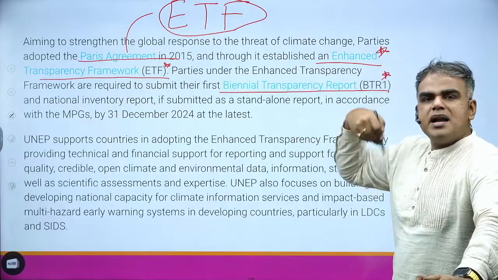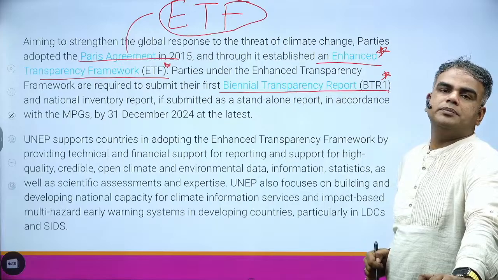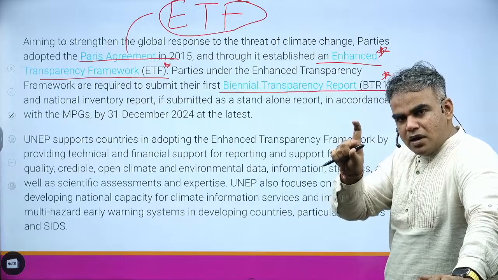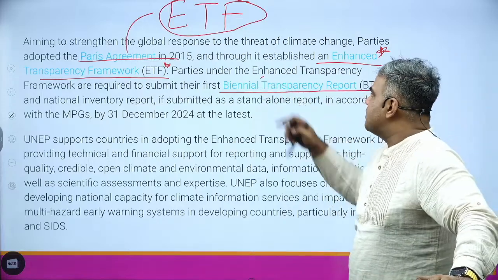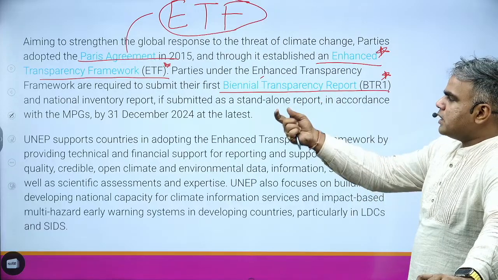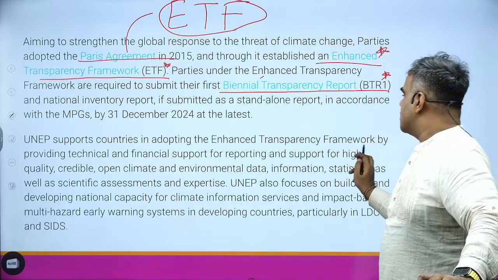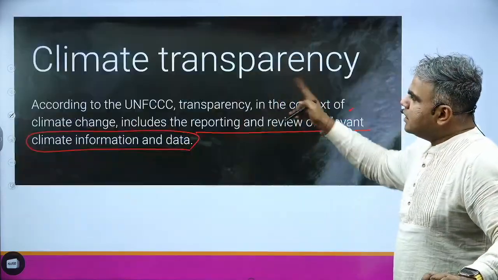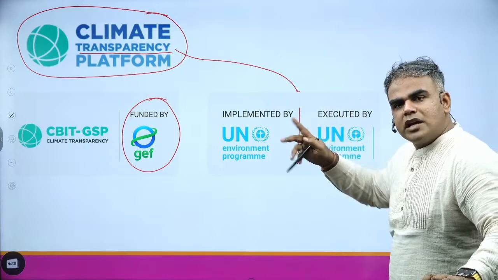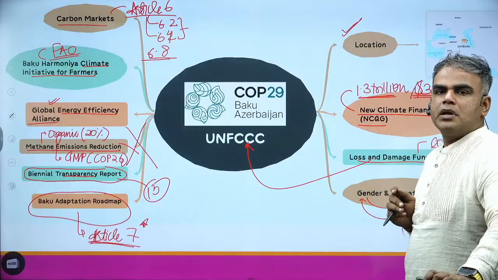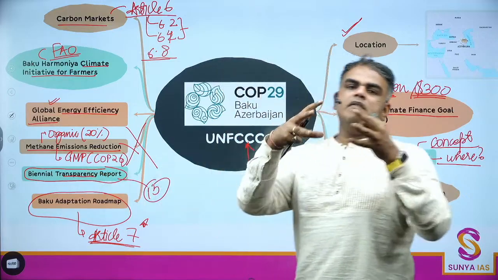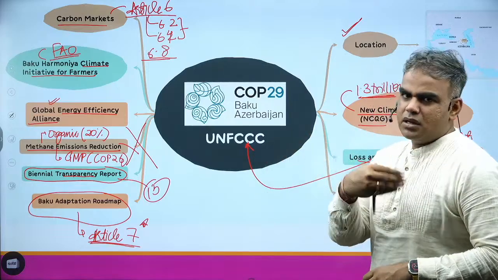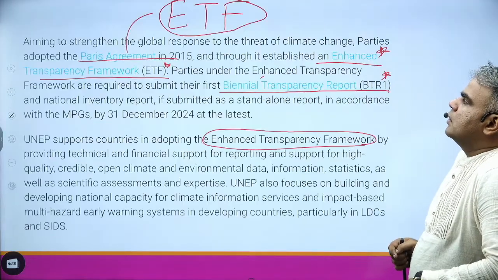BTR again under the Paris Agreement, but was in the news because of COP29. The framework requires the countries to submit their first BTR. There is a particular inventory report, so please keep this in mind. Enhanced Transparency Framework, again UNEP would support many of the countries, and in this there is this climate transparency platform that's also supported by UNEP. But overall, from just one node we created a couple of other branches. So the biennial transparency report, a couple of other facts which we just understood.